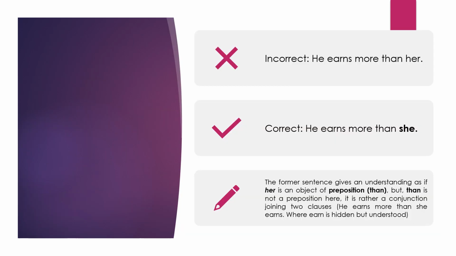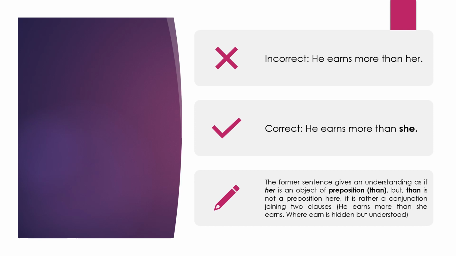He earns more than her. We usually use such sentences in English, but the sentences are incorrect because again, he earns more than her. This gives us an understanding as if this her that we are talking about, this lady, is an object of the preposition than. But than is not being used as a preposition here. It is used as a conjunction. It is joining two clauses. Preposition than means except. Conjunction than means joining two.